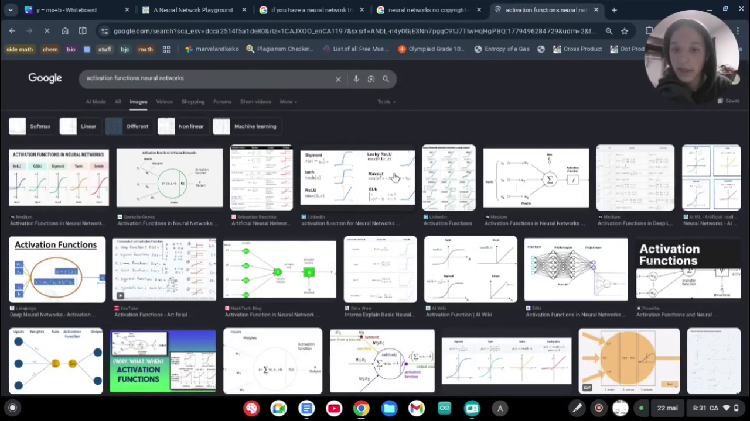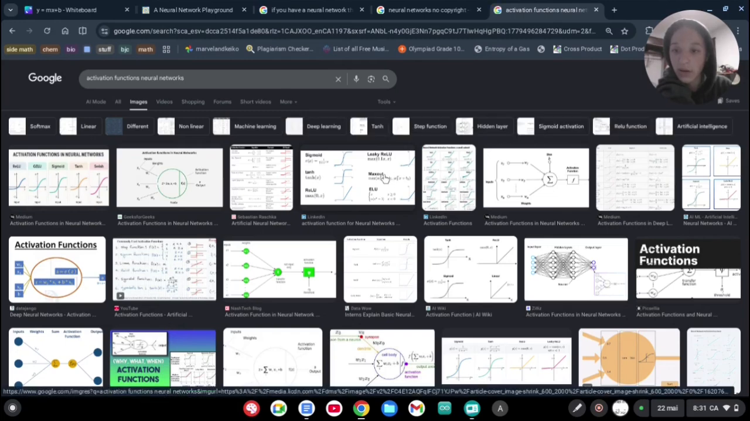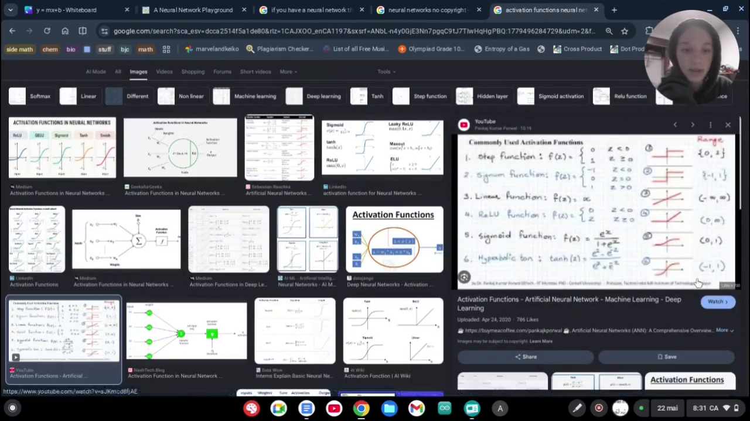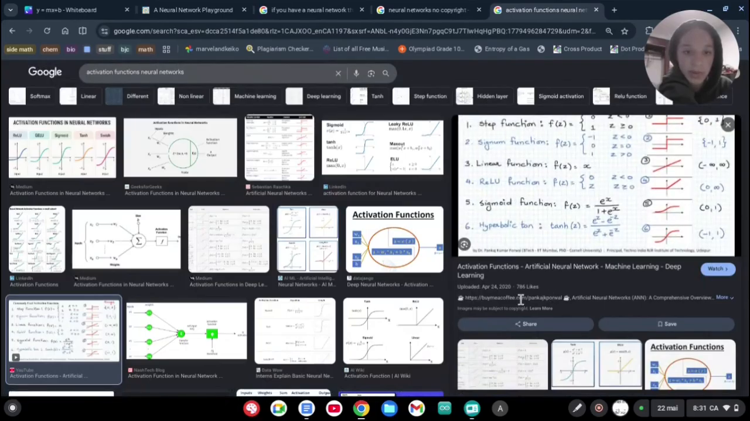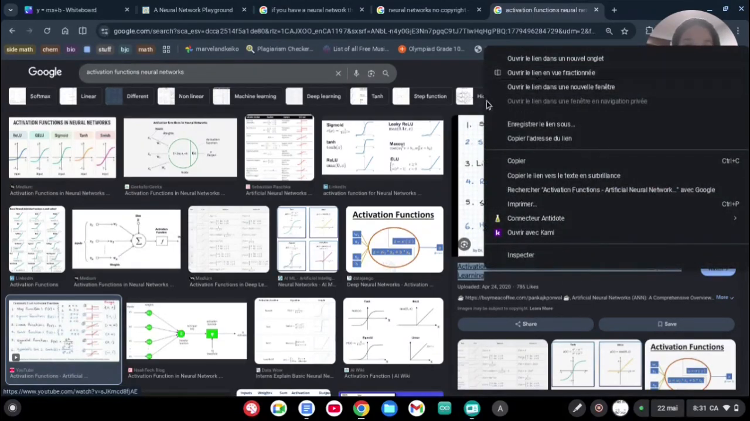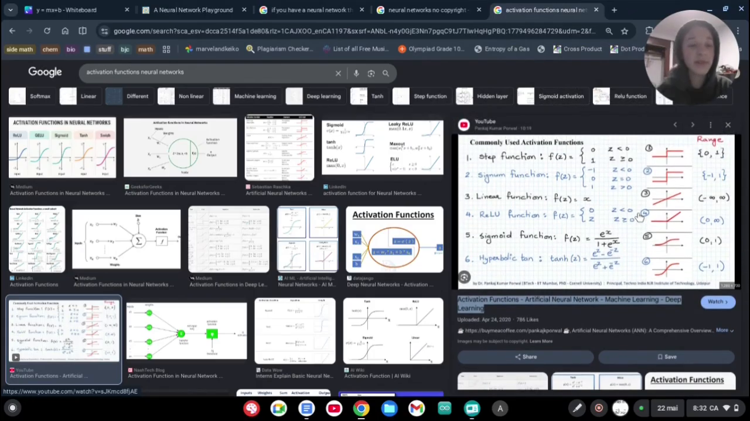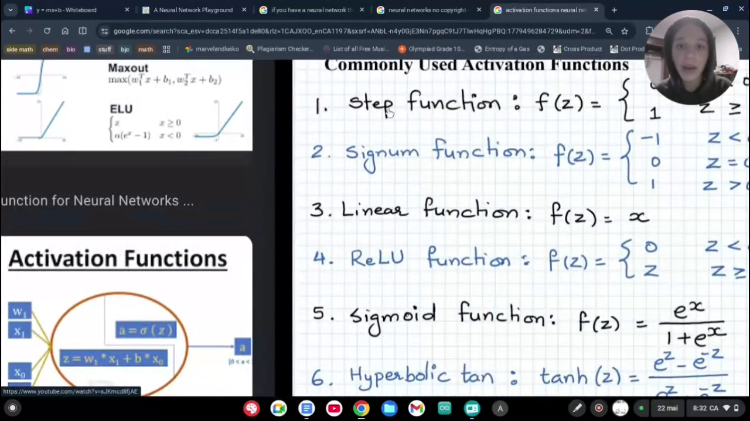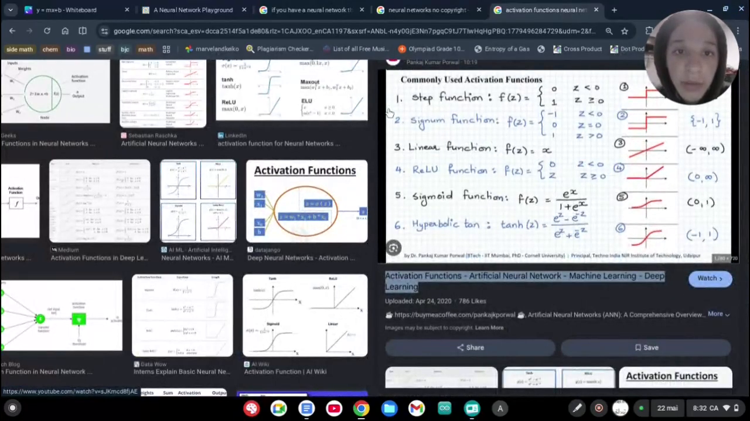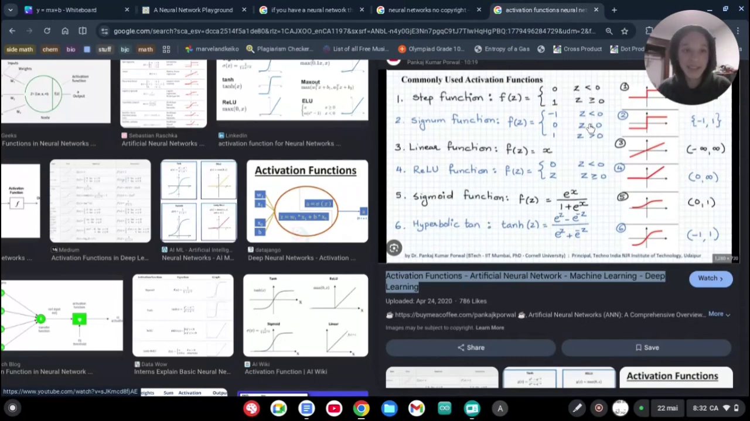Some different activation functions are, I like the look of this. It's a video on machine learning, deep learning, artificial neural networks. Am I allowed to check out a YouTube video in a YouTube video? I don't know. I'll put this in the description comment section for those who want to check it out. It is made by Pankaj Kumar Porwal. Sorry for my pronunciation.